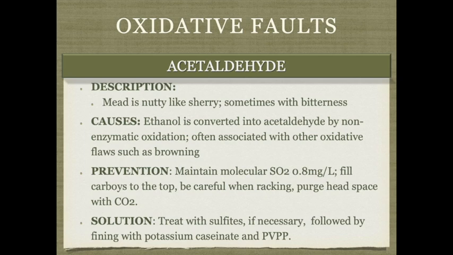Another oxidative fault is acetaldehyde. The mead is nutty like sherry, sometimes with bitterness. What happens is the ethanol is converted into acetaldehyde by non-enzymatic oxidation, and often other oxidative flaws are present, such as browning. In order to prevent this, maintain adequate CO2, be careful when racking, and purge headspace with CO2. The solution is similar to other oxidation flaws. Treat with sulfites and then fine with potassium caseinate and PVPP.